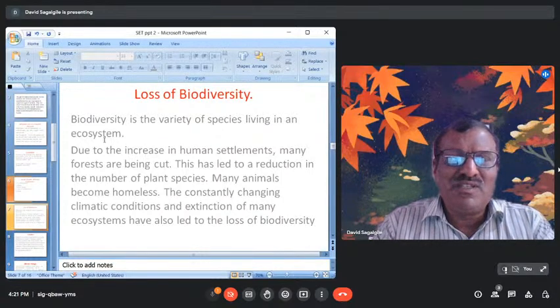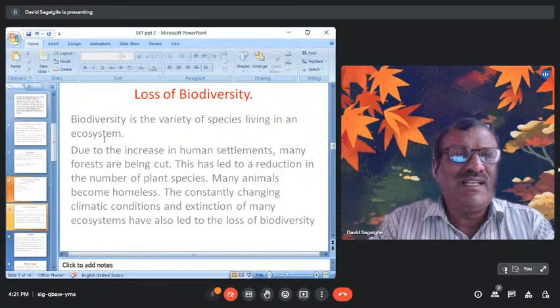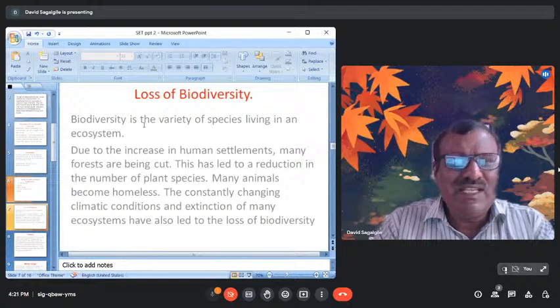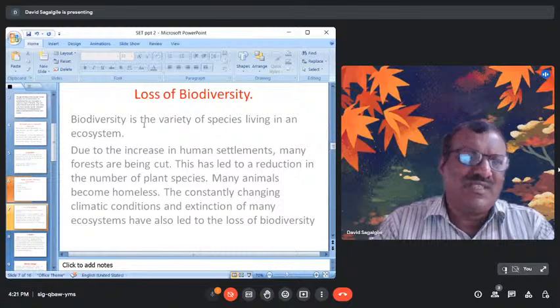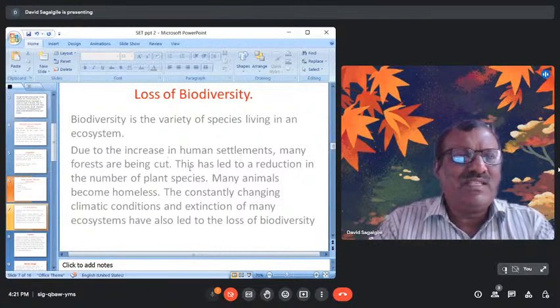There are many trees in that place, there are animals, birds, insects are there. And so many different kinds of things are there in a particular ecosystem. So biodiversity is defined as what? It is a variety of species living in a particular ecosystem. Due to the increase in human settlements, many forests are being cut. Now we see that this is a major trend.